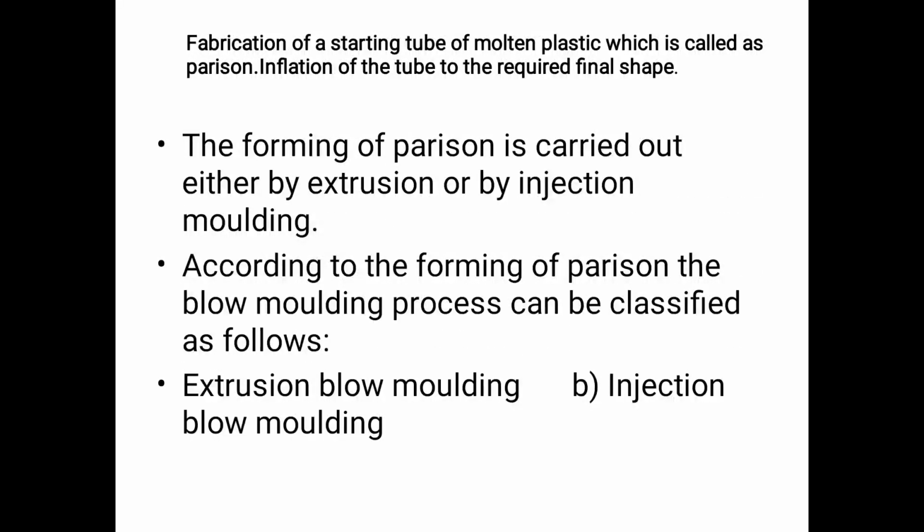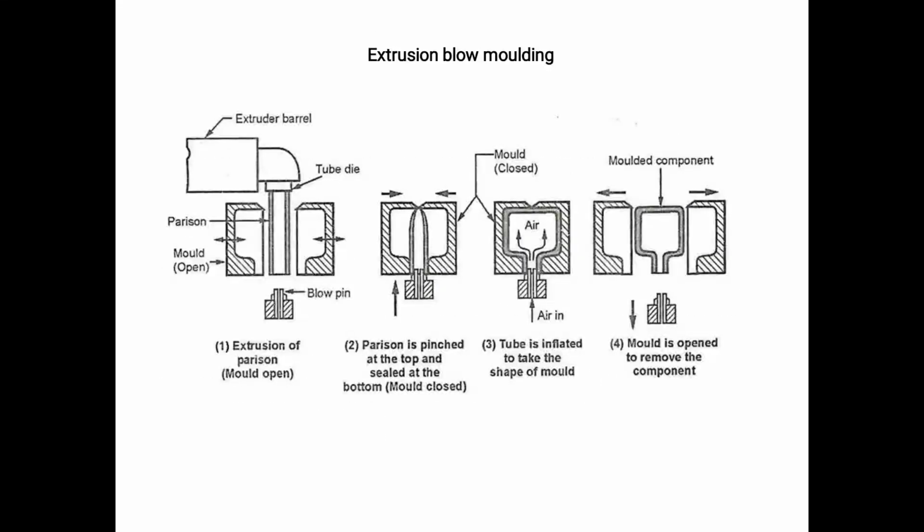The first step is the fabrication of a starting tube of molten plastic, which is called a parison, and the second is inflation of the tube to the required final shape. The forming of the parison is carried out either by extrusion or by injection molding. According to the forming of the parison, the blow molding process can be classified as extrusion blow molding and injection blow molding. This is the extrusion blow molding, which consists of extrusion of a heated tubular plastic piece called a parison, which is transferred to the two-piece mold.